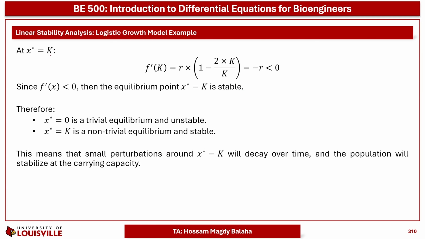A second point is K. Substitute, so it will be 2K over K. This will cancel each other.